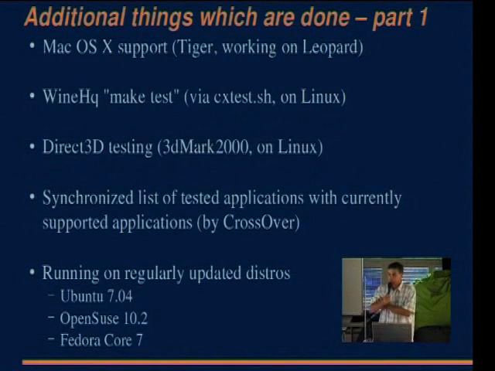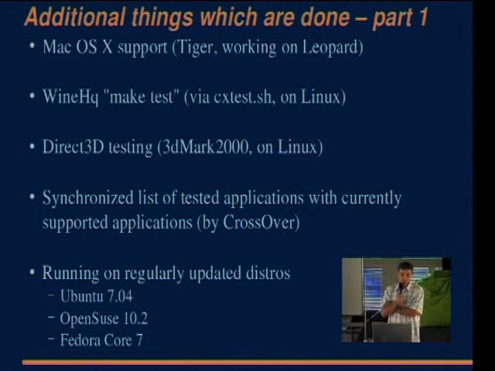Well, there are also other things which are new to CxTest. Most noticeably, it's Mac OS X support. It's working on Tiger, and we are working on Leopard right now. There are some library incompatibilities which we will solve in a few weeks. There is also the WineHQ support. We are running, or trying to run, the Wine make test nightly. It works only on Linux, not on Mac OS X yet. And we will show later in the presentation how it works.